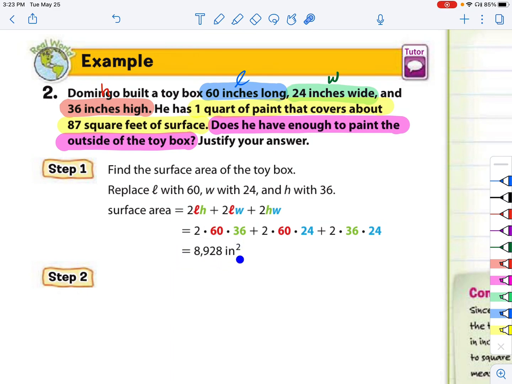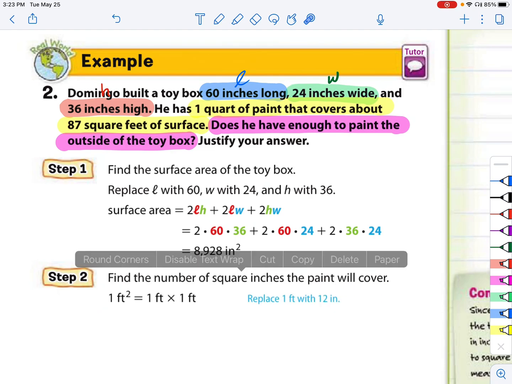Now that's only step number 1 because that's not what it's asking for. It's asking, does he have enough paint to paint the outside of the toy box? Remember that 1/4 of paint covers about 87 square feet of surface. So what we need to do here is use that figure to figure out if he has enough paint or not. So step number 2, find the number of square inches the paint will cover.